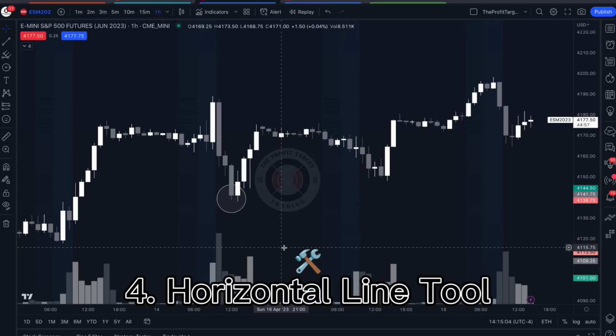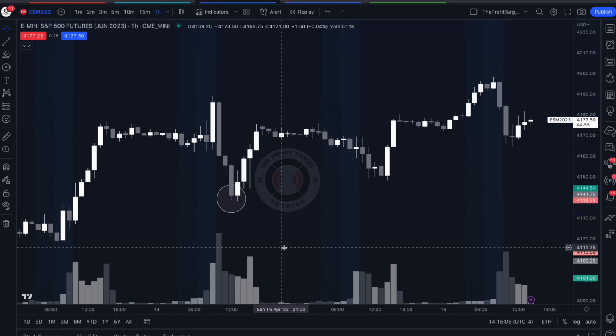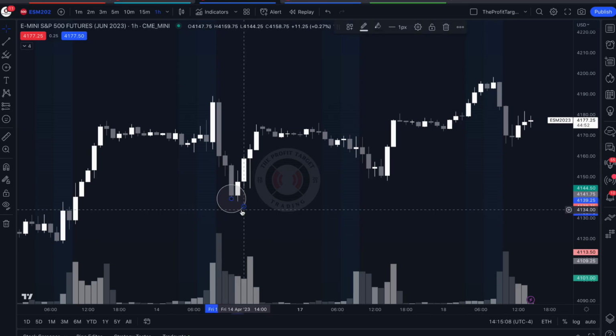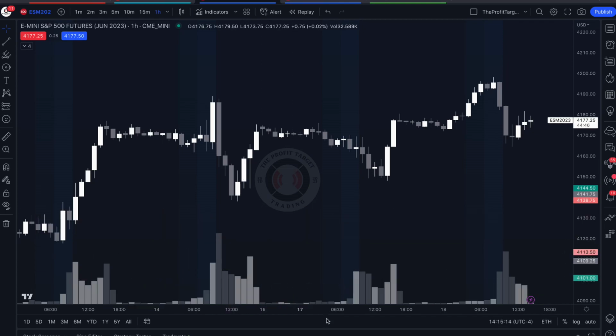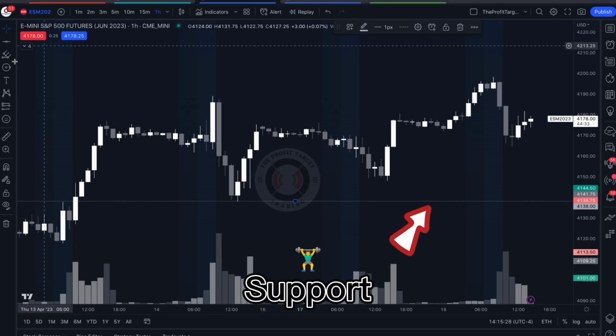Number 4. The Horizontal Line tool is a charting tool that is used to draw a straight line across a chart at a specific price level. It's useful for identifying key price levels, such as support and resistance levels. To plot a horizontal line on the chart, select the Horizontal Line tool from the Charting Tool menu and click on desired area of chart to place line.